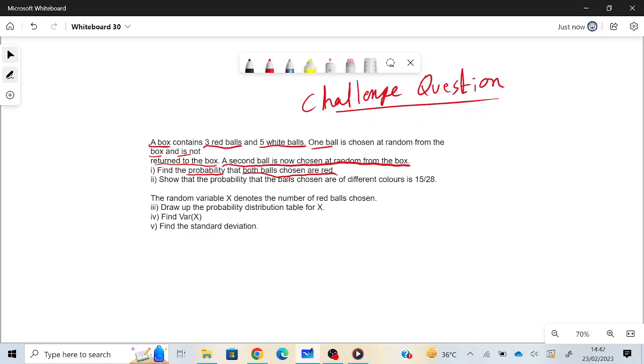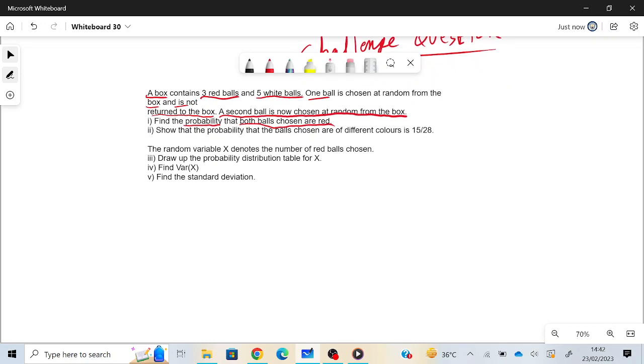Right, so we have a box that has 8 balls in total. 3 of them are red, 5 of them are white, and one ball is chosen at random and not returned, and then a second ball is chosen at random as well. Right away I can see that this is a question that requires us to draw a tree diagram to help interpret it a lot easier. So let's go ahead and do that first.